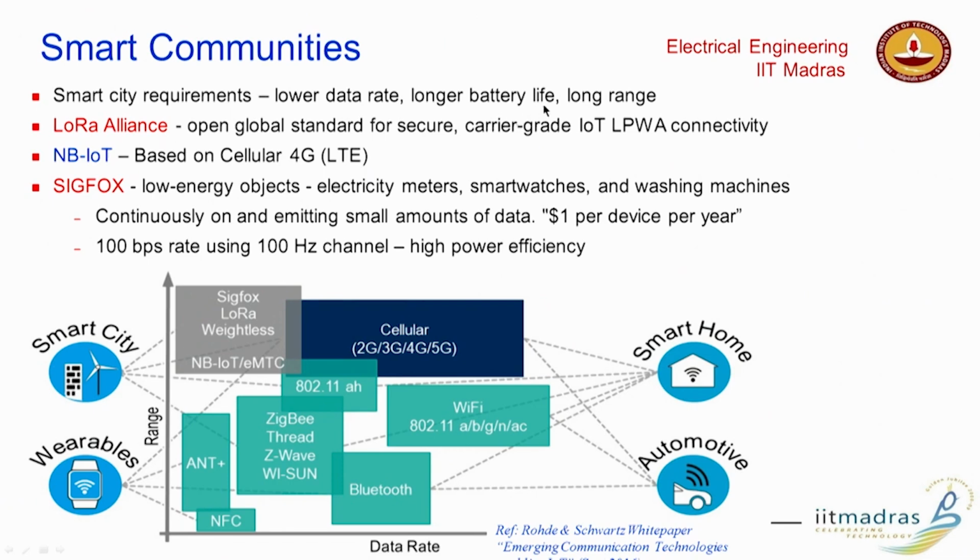So, that has nothing to do with cellular; it has been developed very specifically for this type of application. Now, at the same time the cellular community said, we can actually modify our system to meet the requirements, because we already have long range, the only thing is we do not have as much battery life, and we can do that. So they have come up with something called narrowband IoT, Internet of Things, which is an offshoot of 4G LTE. And there is another proprietary system called Sigfox. It has been designed very specifically for electricity meters and domestic appliances, basically to monitor them.